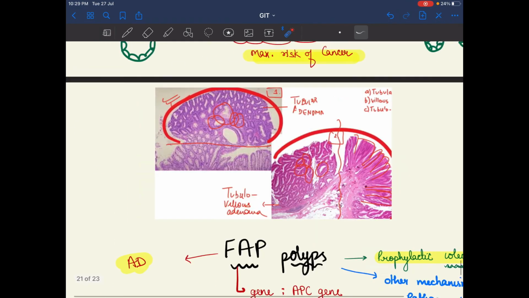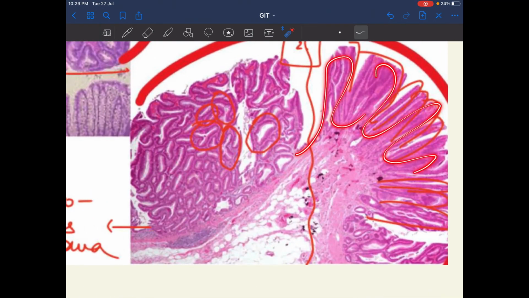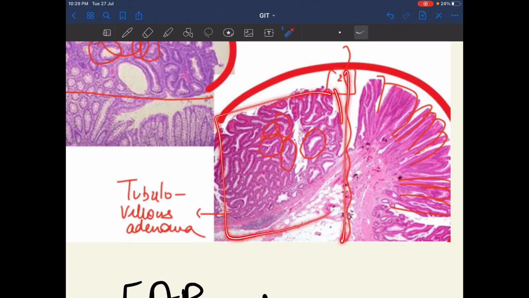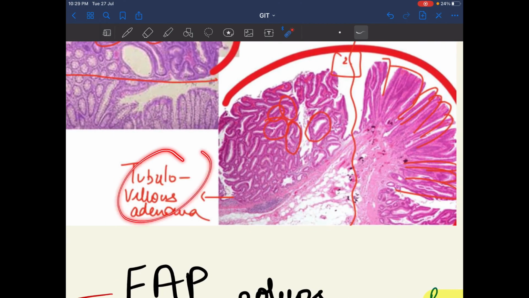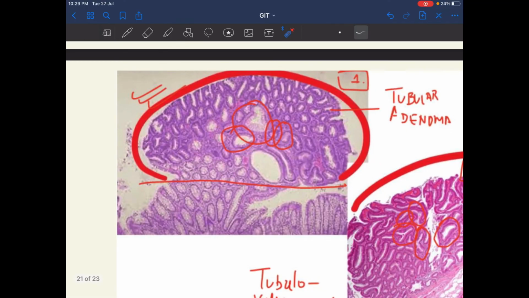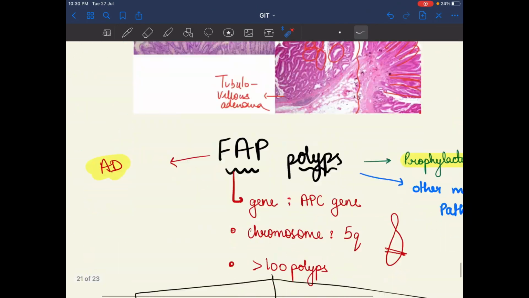How can we see this on biopsy? In the biopsy, as we see here, these were tubule-like. So it is a tubular adenoma, and here these all were villi-like. So it is a villous adenoma. But in this image, we see that both tubules and villi are present. So it is a tubulovillous adenoma. Here is villous adenoma, here is tubulovillous adenoma, and this one is tubular adenoma. This is all about the neoplastic polyps.